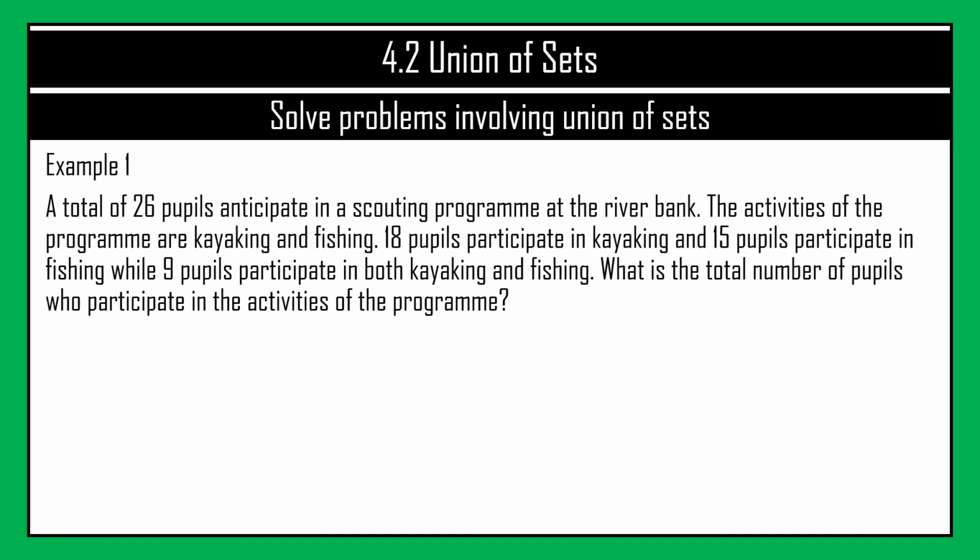Alright, example 1. A total of 26 pupils participate in a scouting program at a riverbank. The activities of the program are kayaking and fishing. 18 pupils participate in kayaking and 15 pupils participate in fishing, while 9 pupils participate in both kayaking and fishing. What is the total number of pupils who participate in the activities of the program? Okay, from this information we know that there are two activities. One, kayaking, the other one, fishing. Let's rearrange this information into chunks that we can digest.